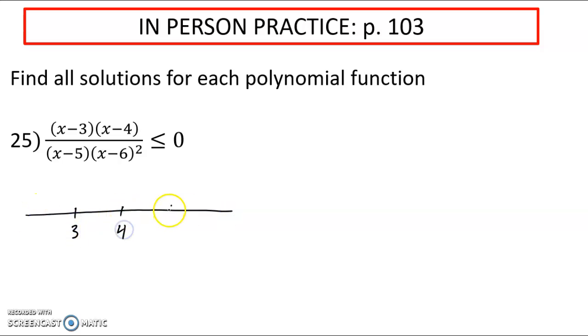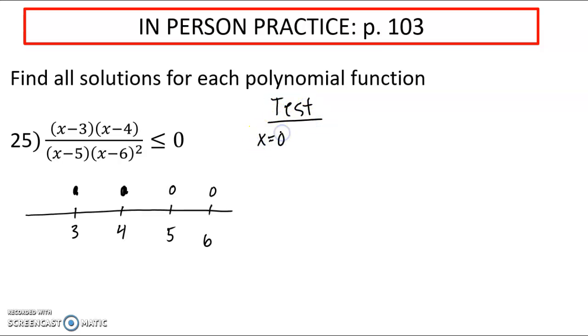3, 4, 5, and 6. 3 and 4 are zeros. I can equal them. 5 and 6 are restrictions. I cannot equal those values. So if 5 or 6 are included in an interval of answers, we have to make sure we actually exclude it when we write our final solution. All right, now testing.